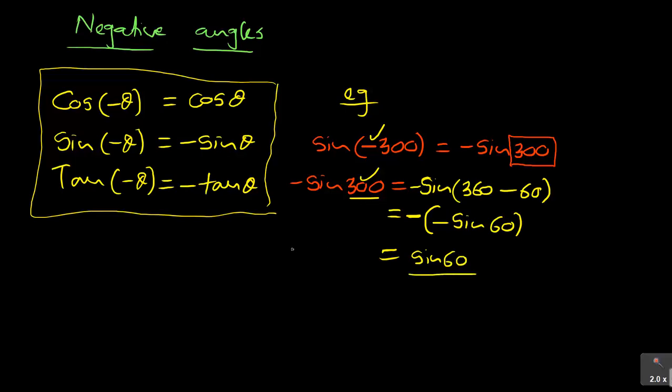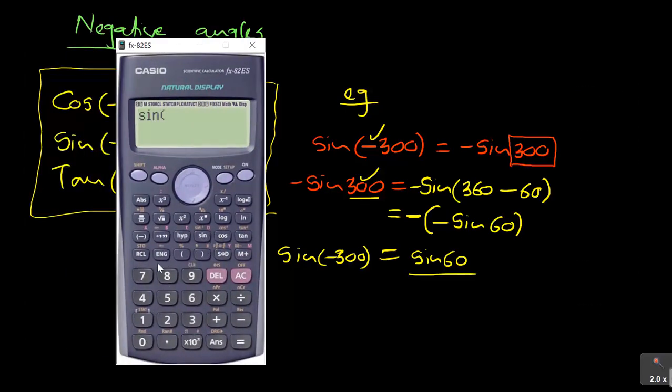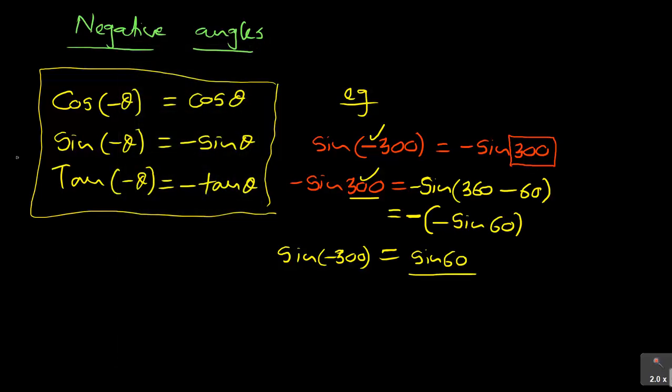Which means sine negative 300 will reduce to positive sine 60, and you can simply check it through the calculator here. It can prove that sine negative 300 is equal to positive root 3 over 2. Then you say sine 60, you see the answer is also positive root 3 over 2. So this is the first part of the reduction rule.